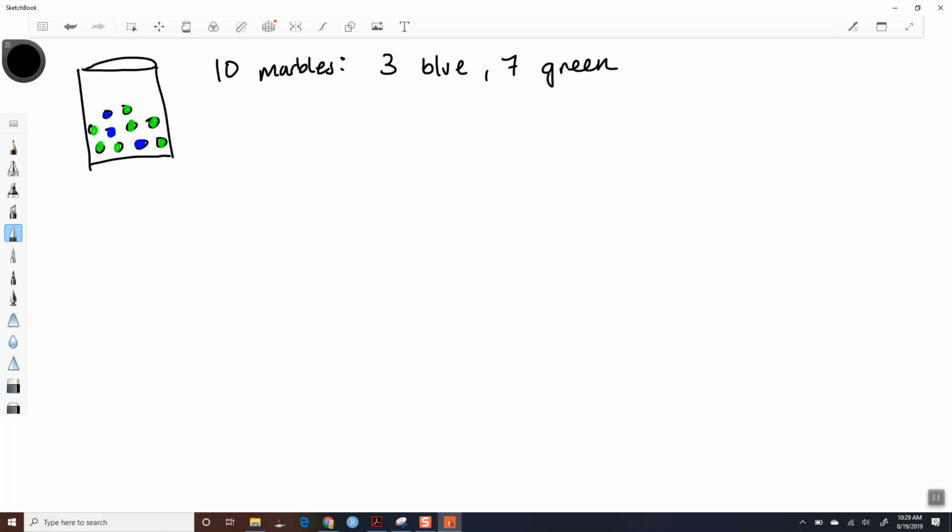Okay, and I'm gonna shake the jar. You can't see inside the jar, so I don't know, it's an opaque one. And then I'm gonna just reach in there and grab one marble out, okay? So shake the jar, grab one marble. So I'm going to just say, what is the probability I get a blue marble?